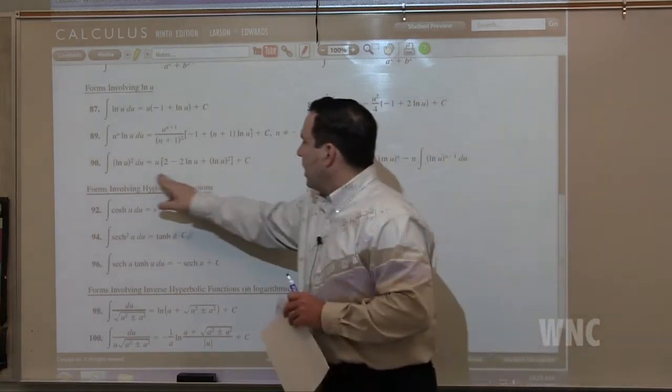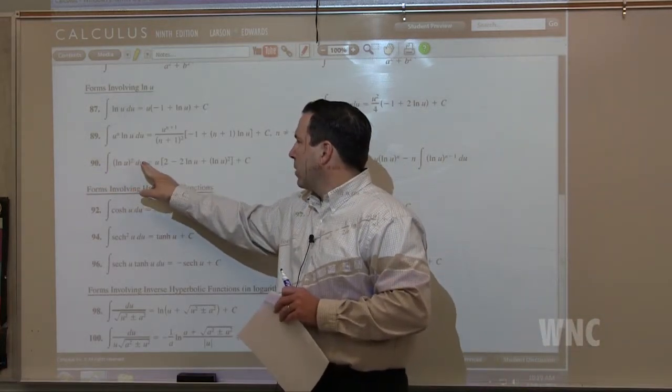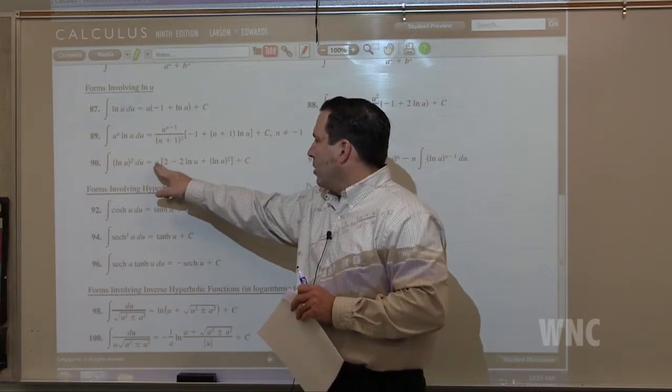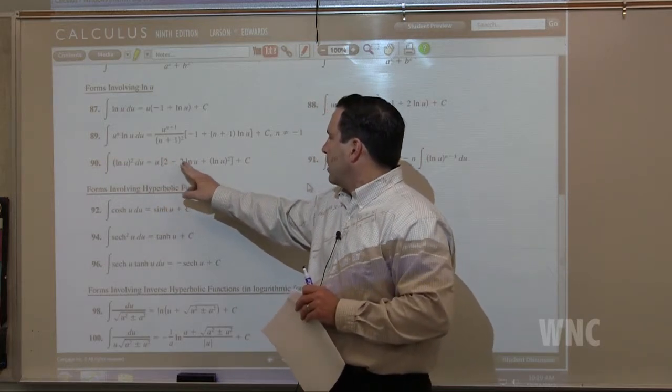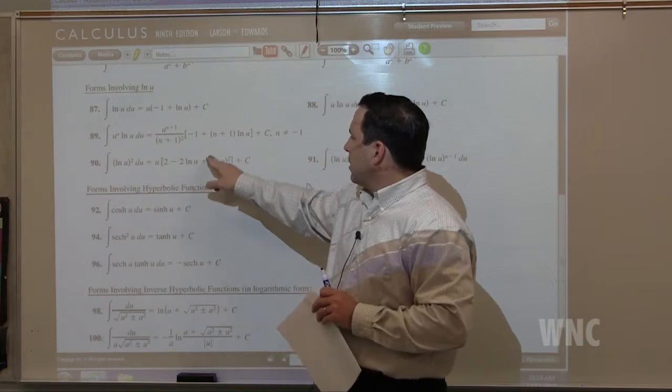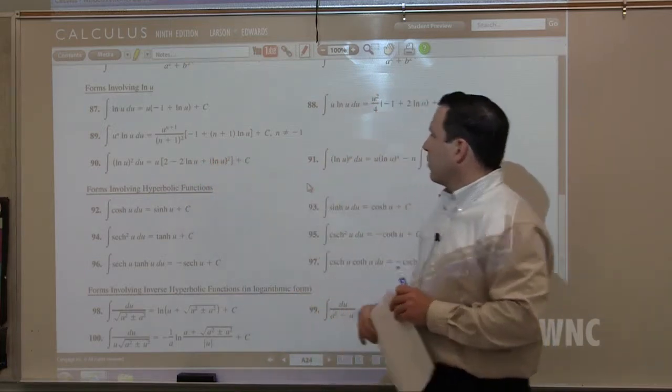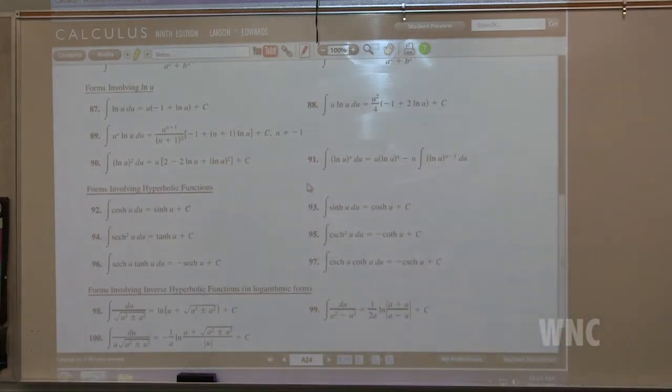And look at this, 90 has our natural log of u to the 2 power. It's going to be u, or in our case x, times 2 minus natural log of x plus natural log of x squared plus c. Okay, so we're using 90 and 91 for this one.